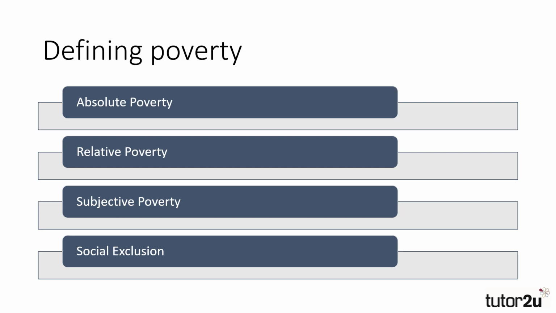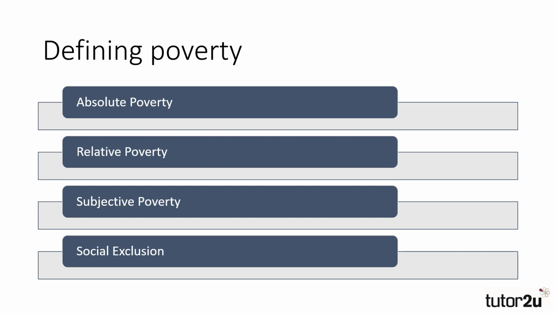Firstly, absolute poverty. This accounts for the basic necessities individuals need to survive, for example, food and shelter. The second definition we're going to examine is relative poverty, sometimes referred to as relative deprivation, and how individuals define themselves as being in poverty based upon comparing themselves to others. Thirdly, there is subjective poverty, and this refers to the way in which individuals perceive themselves to be in poverty.